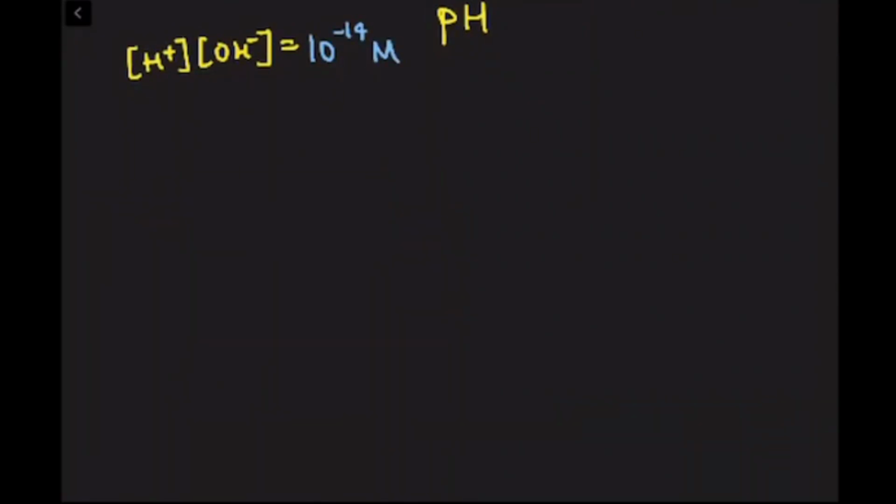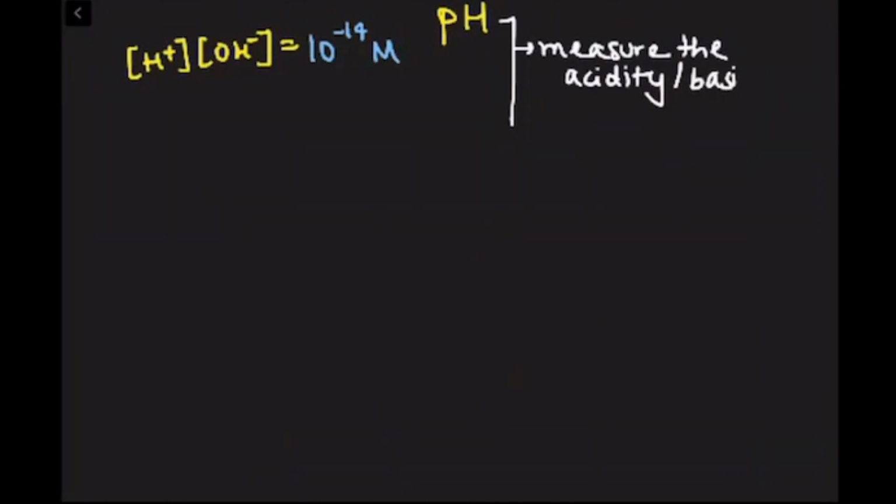Now let's get back to the pH scale. The pH scale is a way to measure the acidity or basicity of a substance. The way it does this is it basically measures the concentration of H+ ions in a solution.